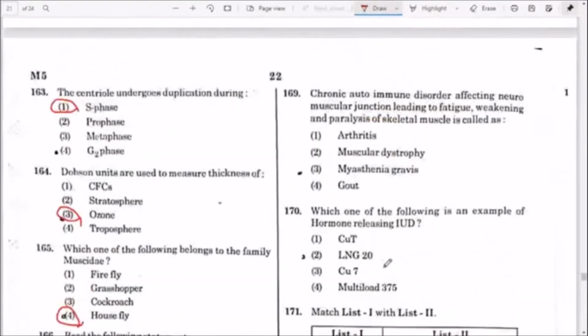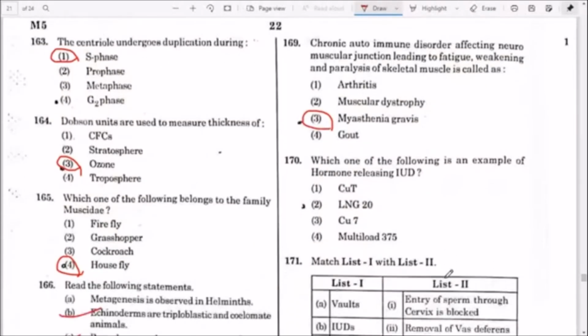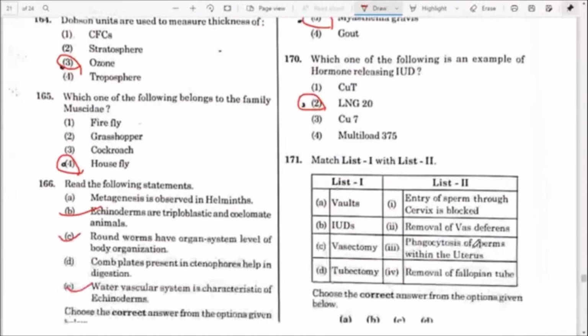Next, question number 169. Chronic autoimmune disorder affecting neuromuscular junction leading to fatigue, weakening and paralysis of skeletal muscle is called as myasthenia gravis. Next, question number 170. Which one of the following is an example of hormone releasing IUD? It is LNG20. Option number 2 is the correct option, students.